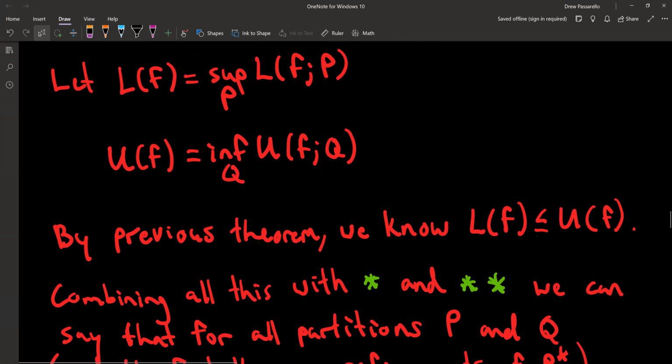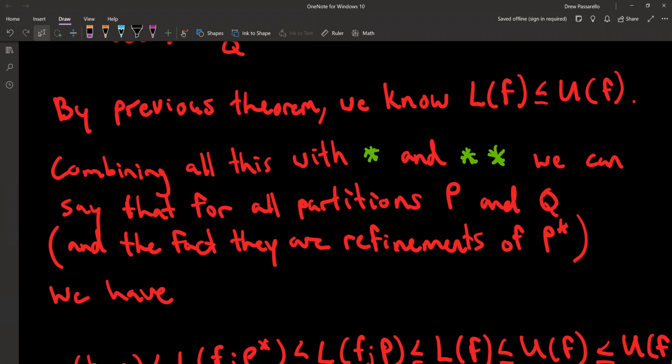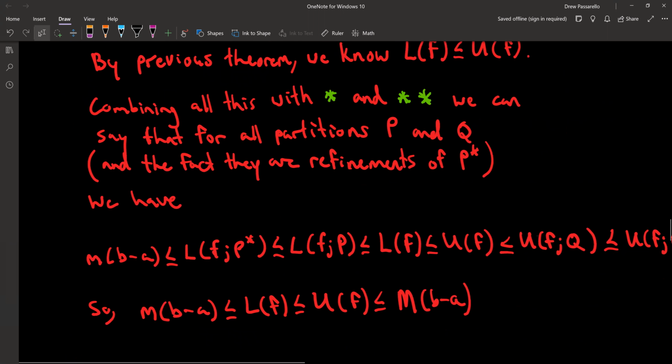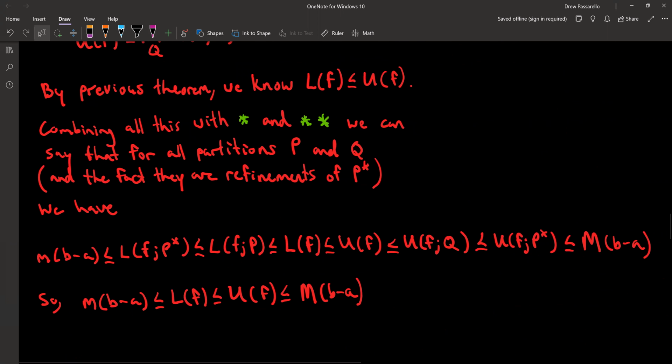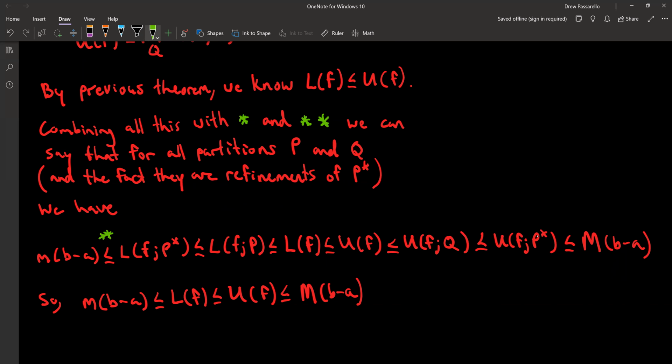So combining this with star and double star, we can say that for all partitions P and Q, and the fact that they are refinements of our 2-point partition P star, we have the following string of inequalities. So it's a pretty long string. We have little m times b minus a is less than or equal to the lower sum with our 2-point partition P star, and that's based off of star. And our lower sum of partition P star is less than or equal to the lower sum of all partitions P, because P is a refinement of P star.